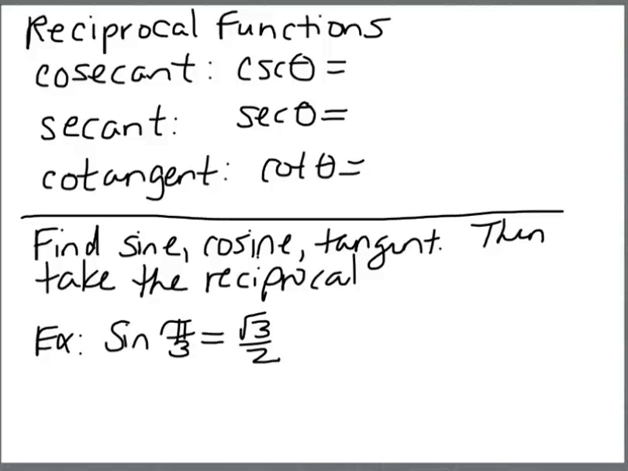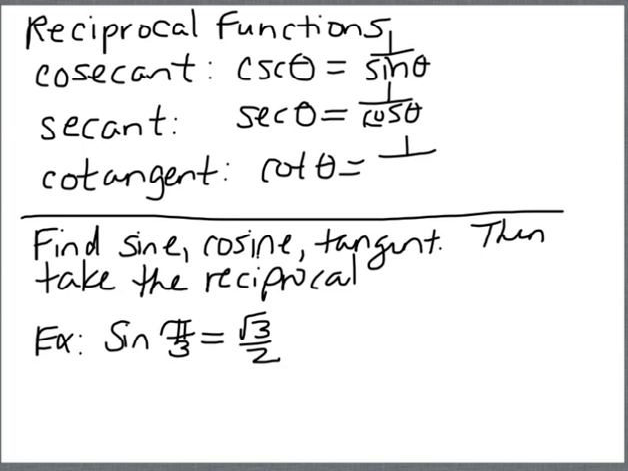Now we're going to look at the reciprocal trig functions. Each of the three functions, sine, cosine, and tangent, has a reciprocal. The reciprocal of sine is called cosecant. Cosecant is 1 over sine of theta. The reciprocal of cosine is secant. So 1 over cosine theta is secant theta.